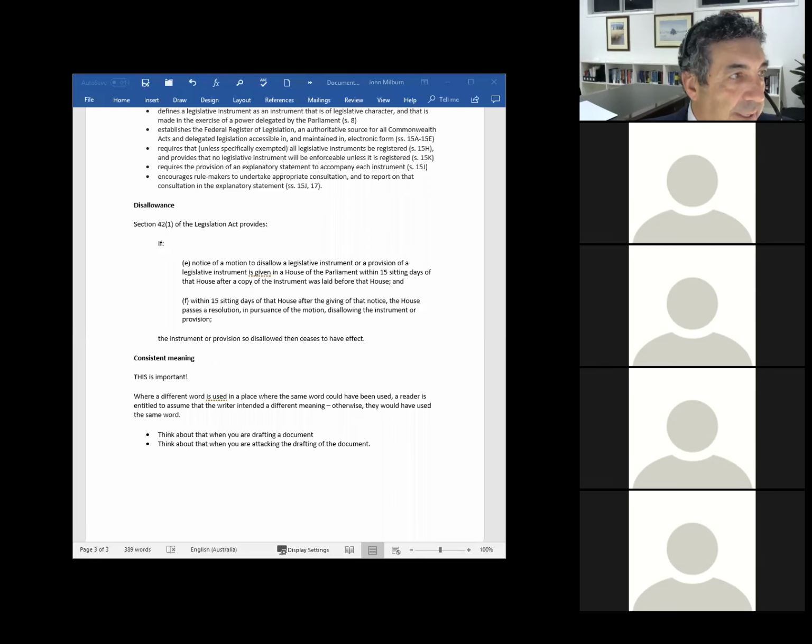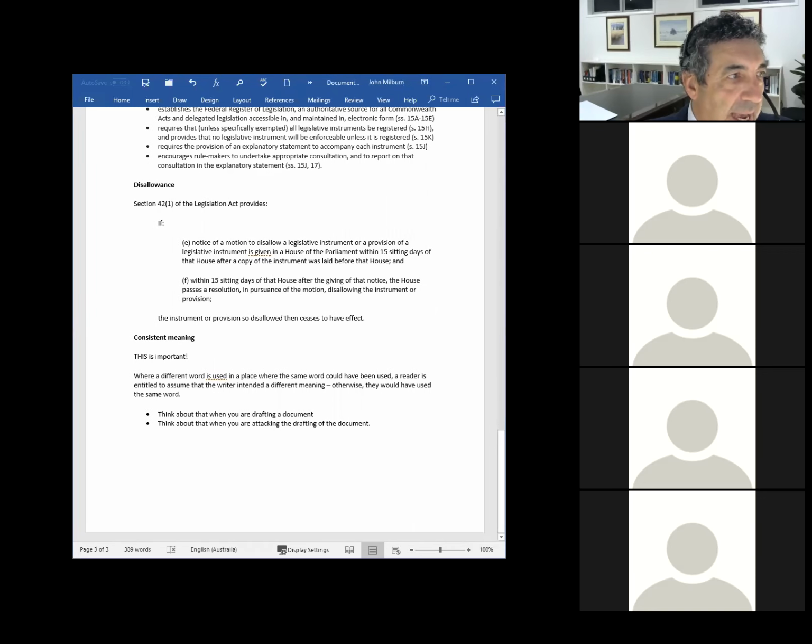So disallowance, if subsection E, a notice of a motion to disallow a legislative instrument or provision of an instrument is given to the House of Parliament within 15 days, and within 15 days the House passes a resolution disallowing the instrument, then the instrument or provision so disallowed ceases to have effect. So have a look at that, read some material about disallowance, and it'll give you a better idea of the process.